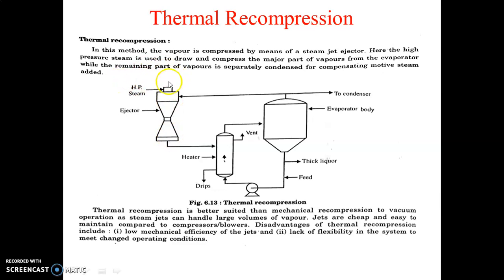In this steam jet injector, you have to add the high pressure steam from here. This steam is mixed with this vapor and the vacuum is created here. So these vapors are automatically coming here, and these vapors are compressed in this converging and diverging section. You must be familiar with this from the fluid mechanics subject. So these vapors are compressed, and again these vapors are fed to this heater as a heating media.